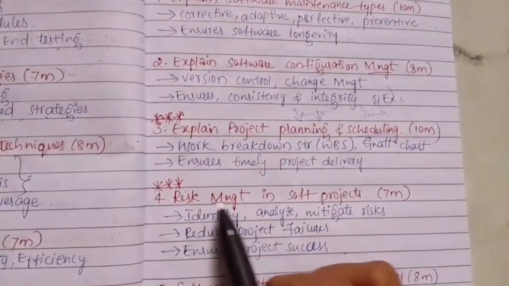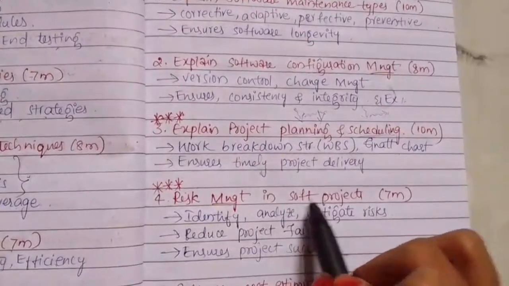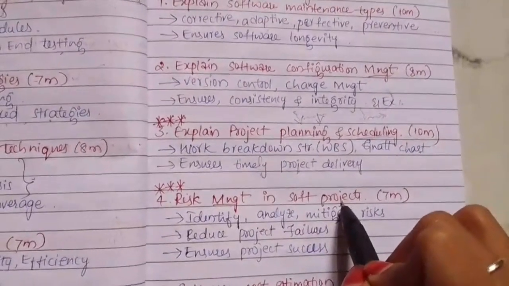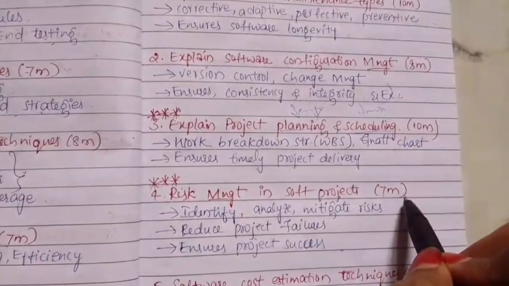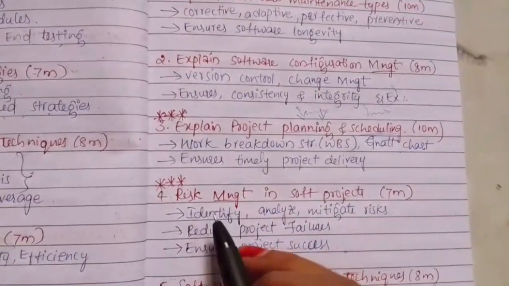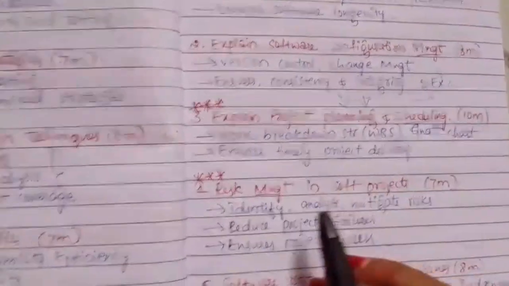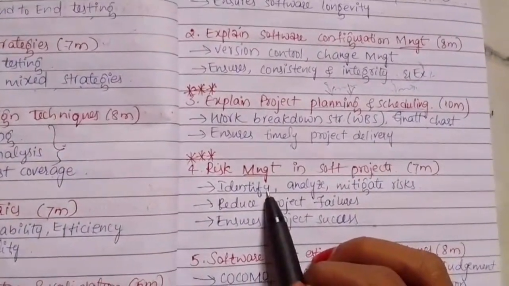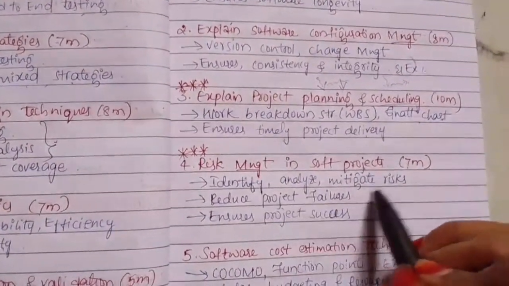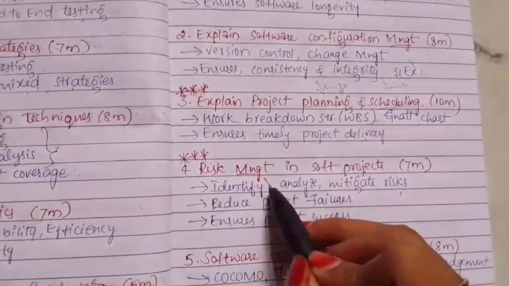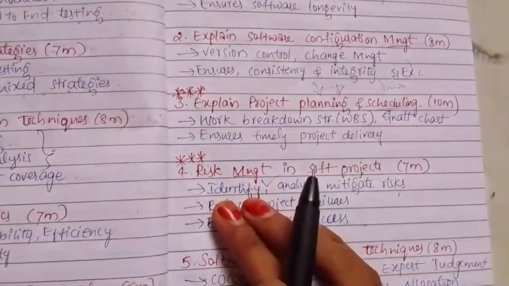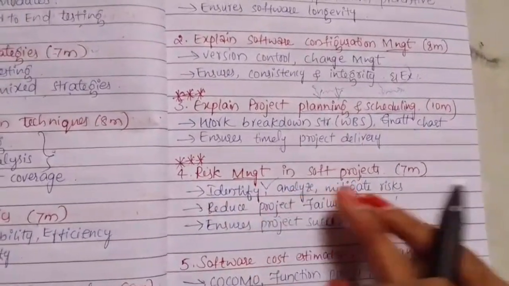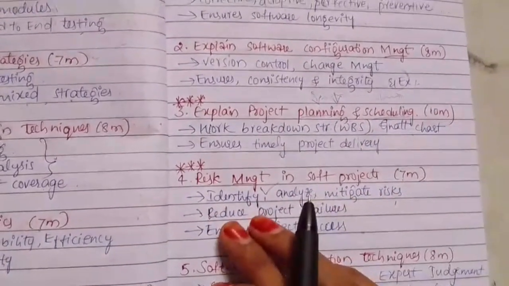And the fourth question, risk management in software projects. How the risk is managed in a software project. This is asked for 7 marks, which is very important. You have to write: identify the risk, analyze it and mitigate the risk. Identify the risk. This is very important. You have to identify the risk, analyze the risk and mitigate the risk.